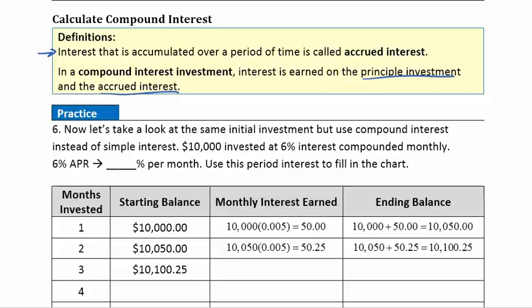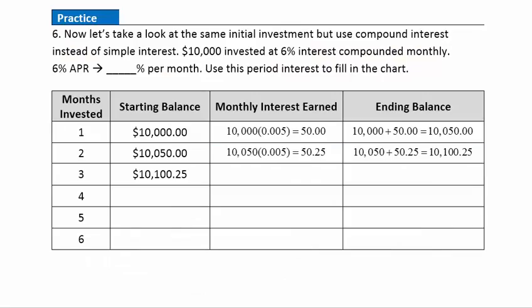So now let's take a look at that same initial investment that we looked at in practice problem 5, except this time we're going to look at earning interest on the interest. So go ahead and pause your video player now and fill in this table here. And when you're done, hit play to see how you did. All right, practice question 6.